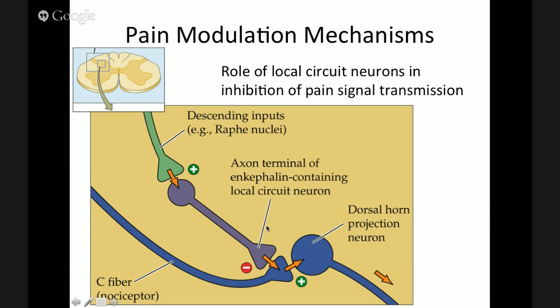And this is a schematic which is similar to what we saw with the mechanoreceptor activation. This is the descending pathways, such as from the raphe nuclei. And these terminate on an inhibitory interneuron or local circuit neuron. There is release of endogenous opiates, such as enkephalin here, and inhibition. In this case, it's showing a presynaptic inhibition of the nociceptive input. So the C fiber is inhibited from activating the dorsal horn cell.